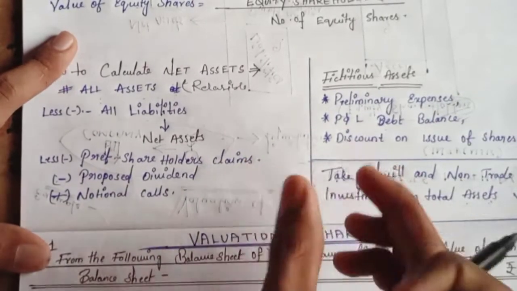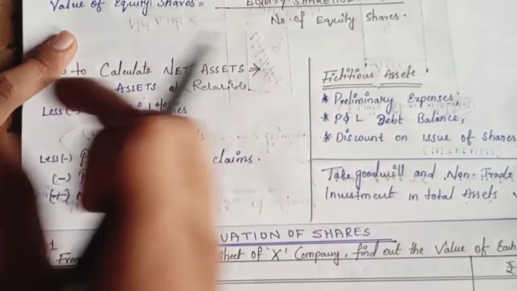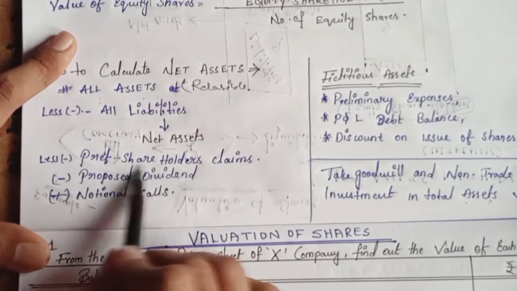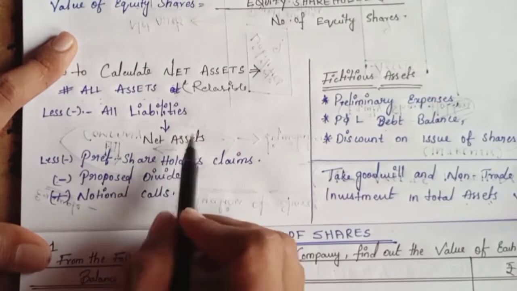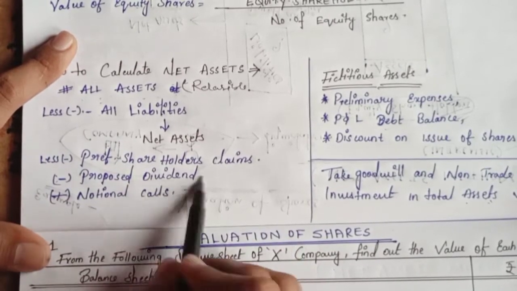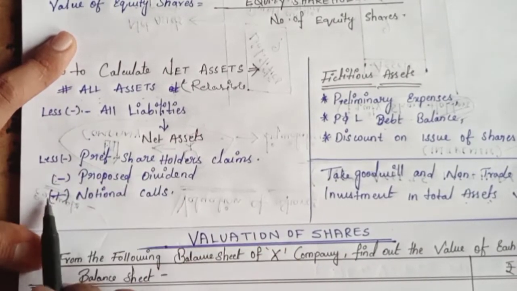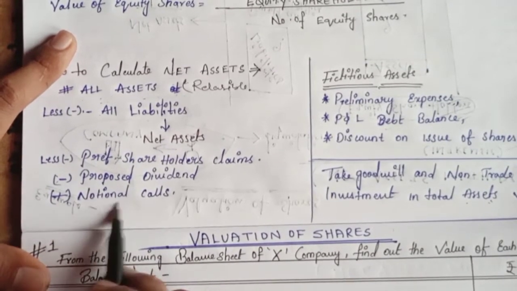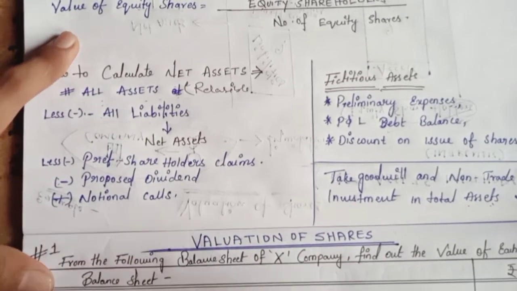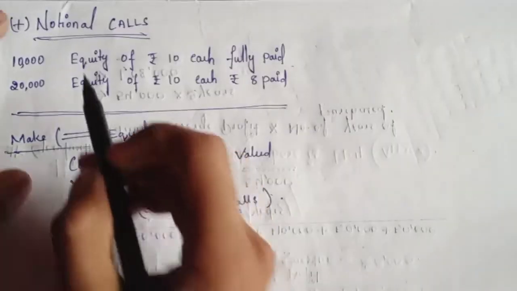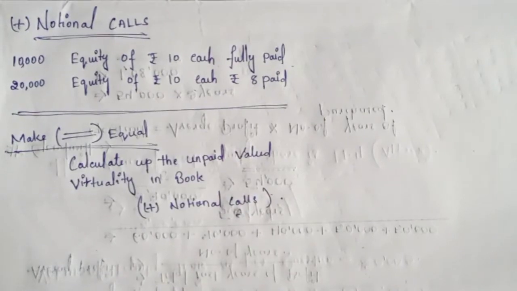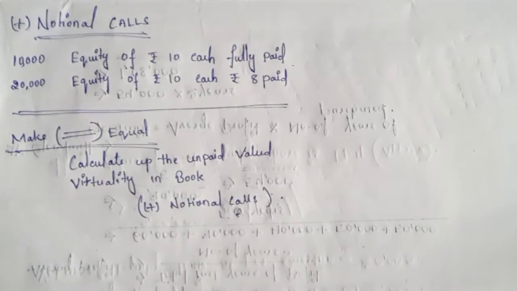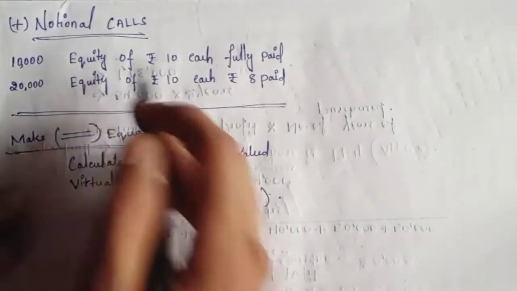To do that, if any claim of preference shareholders is given in the question, then you have to deduct the preference shareholders' claim from the net assets, or also the proposed dividend, and also we have to add the notional calls. Why do we have to add the notional calls? Let's see. In a company, it takes lots of classes of shares, right? So let's see here, there are two different classes of shares.